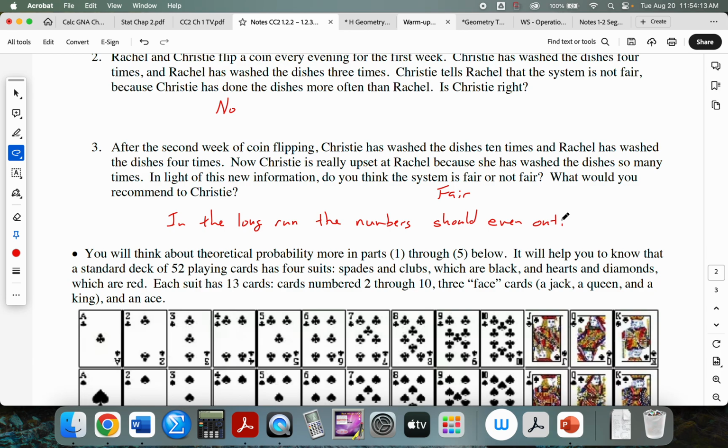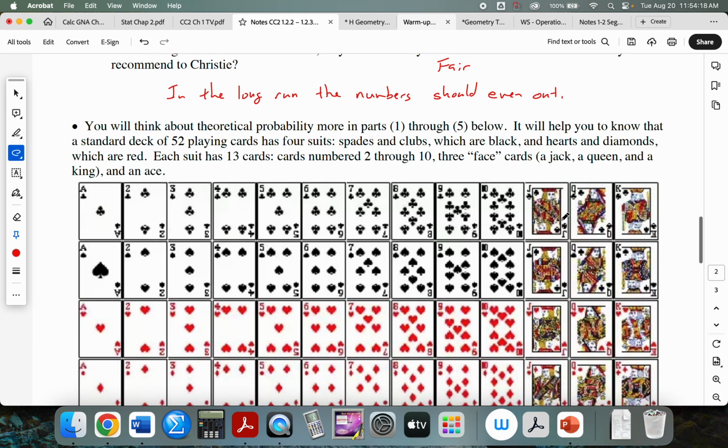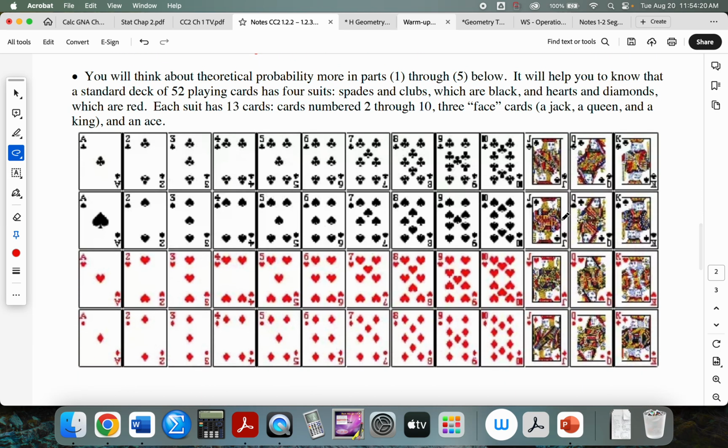All right. You will think about theoretical probability more in parts 1 through 5 below. It will help if you know what a standard deck of 52 playing cards looks like.